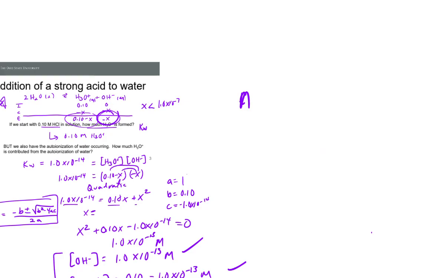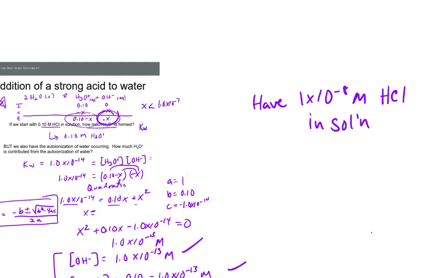Let's say we add 1 times 10 to the minus 8 molar HCl. We add HCl till we get a 1 times 10 to the minus 8 molar concentration in solution. So we have 1 times 10 to the minus 8 molar HCl in solution. What is the pH? (25 degrees Celsius). What do we get?